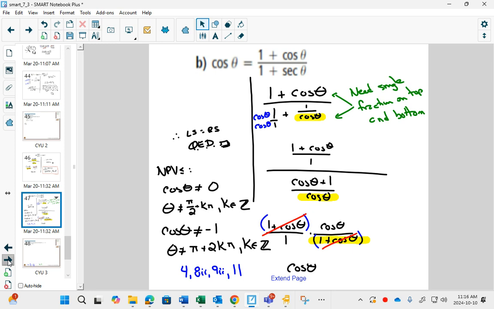So asking for the non-permissible values is actually a complicated question because it involves coterminal angles and general solution stuff that we've done before. I wrote down the questions that you can do for practice there.